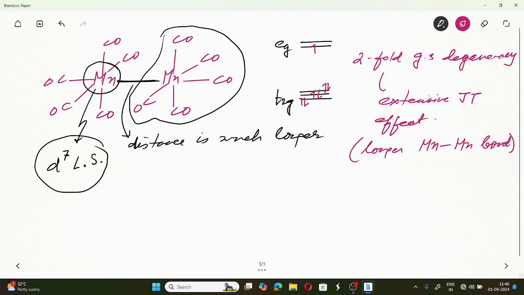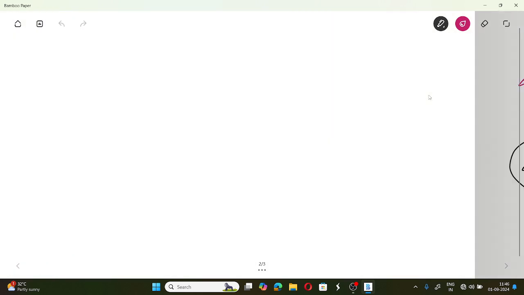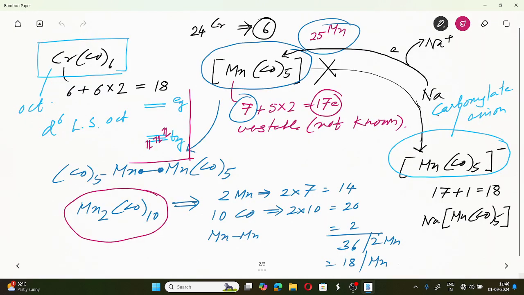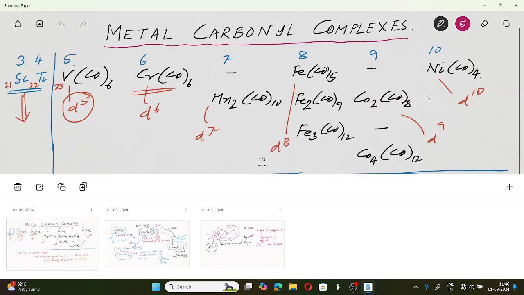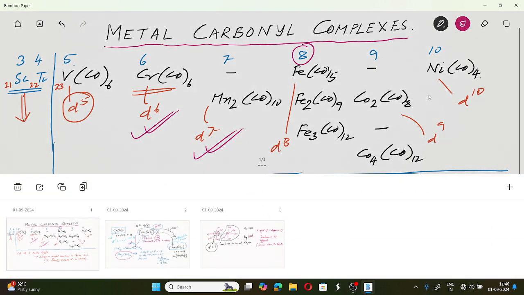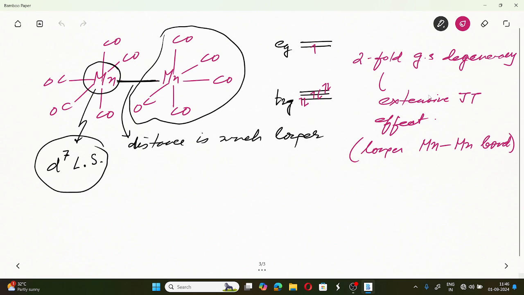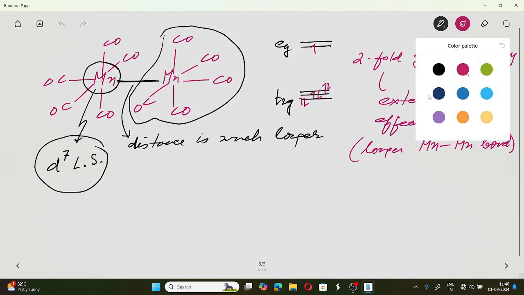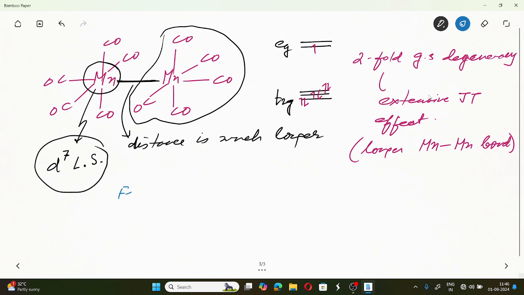See, we have discussed these two. Now let us come to the carbonyls of group 8. Group 8 carbonyls, that means iron carbonyls. Okay, we are discussing the first transition series only. So let us consider Fe(CO)5. Now this Fe(CO)5 has a TBP structure.